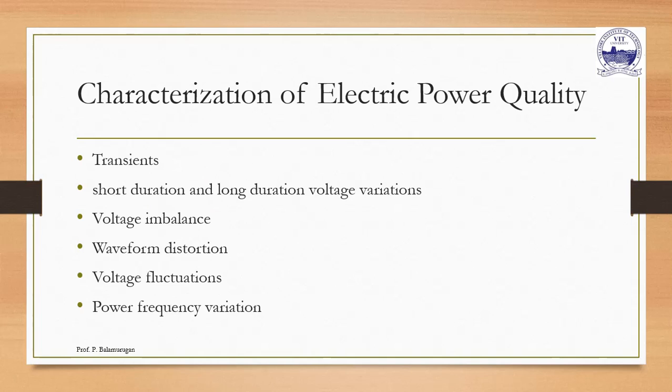The characterization of electric power quality. So basically, what are the disturbances we feel? Any deviation in the magnitude, frequency or the phase is considered a disturbance, which are factors affecting the power quality of a distribution system. These elements are categorized as transients, short duration and long duration voltage variation, voltage imbalance, waveform distortion, voltage fluctuation and power frequency variation.